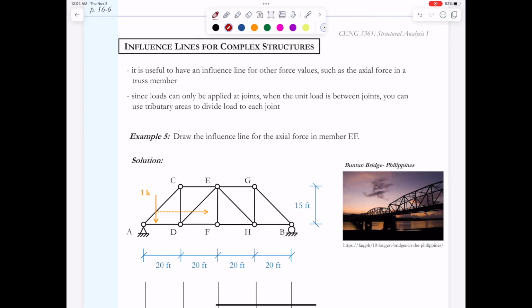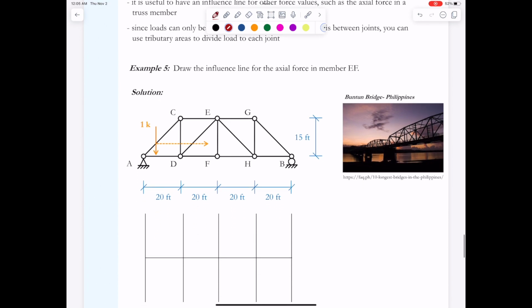Hi, structural friends. This is our last video on influence lines, and now we're going to look at influence lines for complex structures. While for determinate structures all the influence lines remain linear, for complex structures the influence lines will not be linear. But it's useful to do this just to see what the structural response would be.